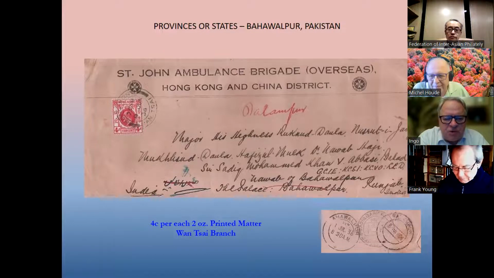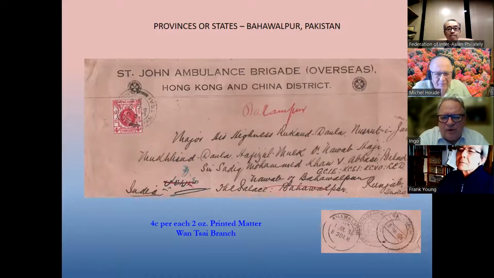So the other nice part of this, it's another Wan Chai branch cover from the 1930s. And for some reason, it's a very large cover. It's an oversized cover, but it's 4 cents per 2 ounces. And then you just got to wonder, what was the St. John Ambulance Brigade of Hong Kong sending to the ruler of a princely state in India? Just a little bit of mystery there.